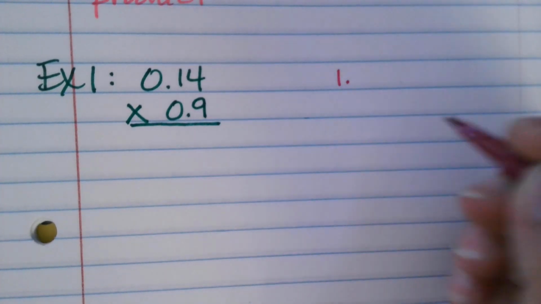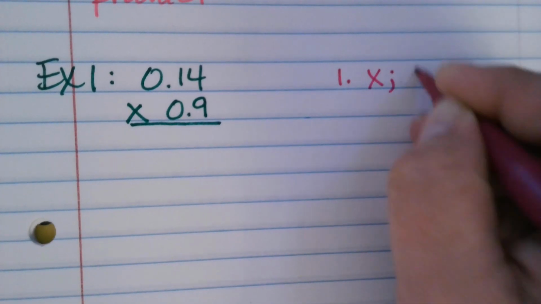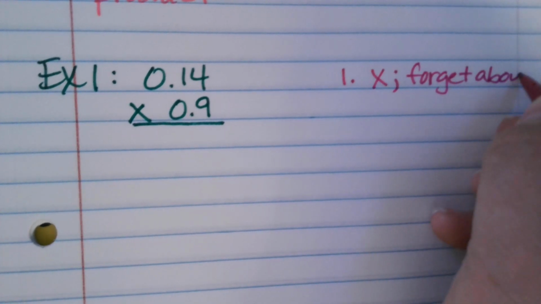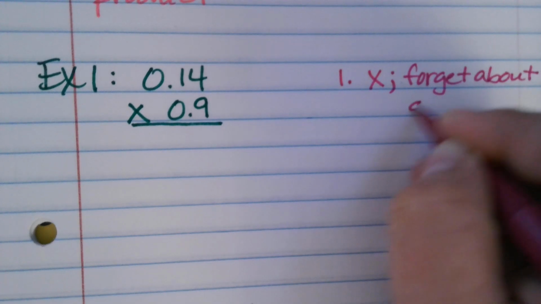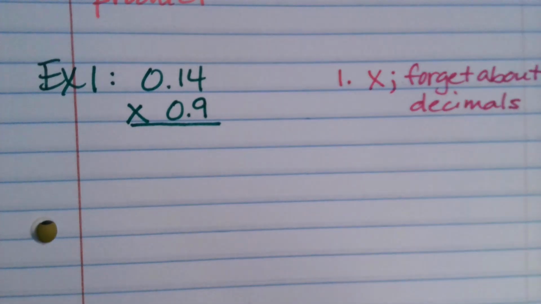All right, everybody good? All right, so step one that I want you to do is I just want you to multiply. And you're going to forget about the decimals. Do not worry about them at all in step one. Okay?